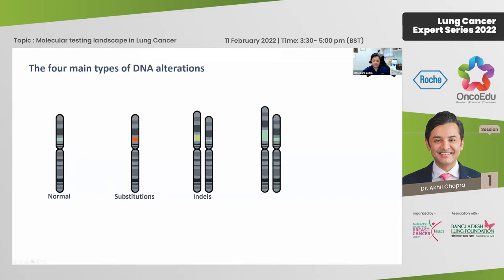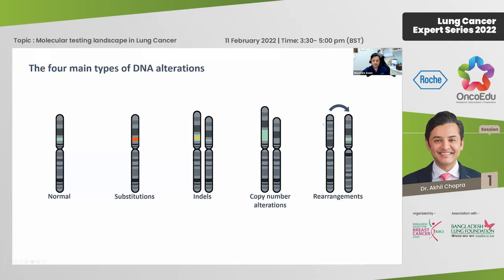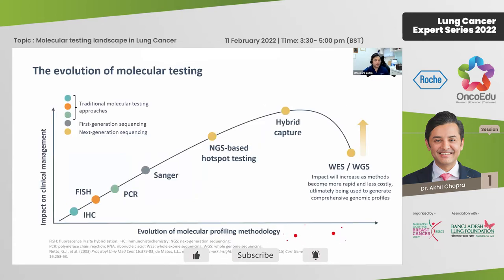You can also have copy number alterations where the gene can multiply and have more copies, or fewer, and you can also have rearrangements where the genetic material is exchanged between chromosomes, leading to altered genes and altered proteins. Classic example is the Philadelphia chromosome.